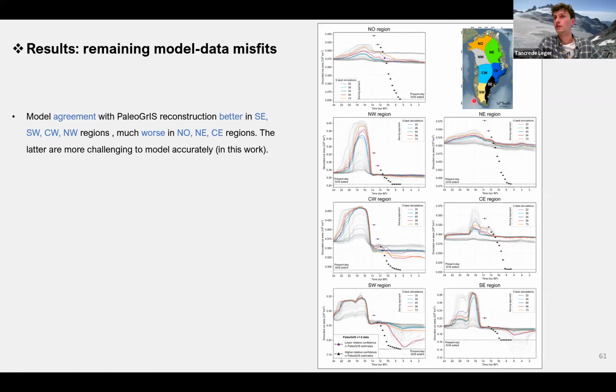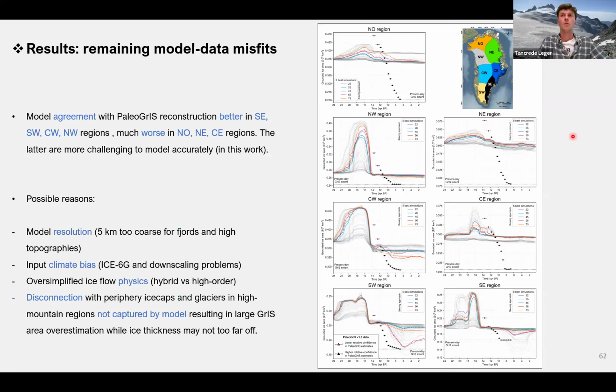So if you focus on the southwest, central west, and northwest regions, but also the southeast, then with the tools that we have today, it should be fairly straightforward. However, the other regions are much more problematic. There are many, many possible reasons for this. I've just listed the ones that I believe are the most potent here. So the first one could be model resolution.